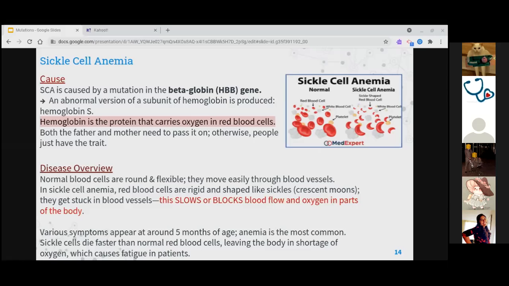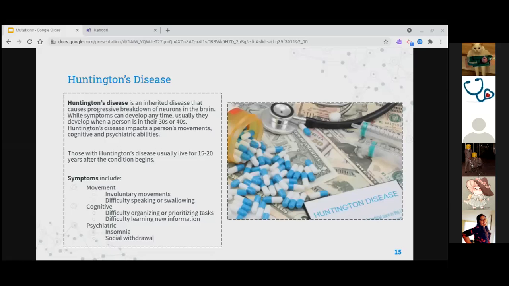We'll be now looking over Huntington's disease. Huntington's disease is an inherited disease that causes progressive breakdown of neurons in the brain. Unlike some genetic disorders where both parents need to carry the mutated gene for their offspring to have the same condition, Huntington's disease can be passed down with just one parent having the mutated gene.